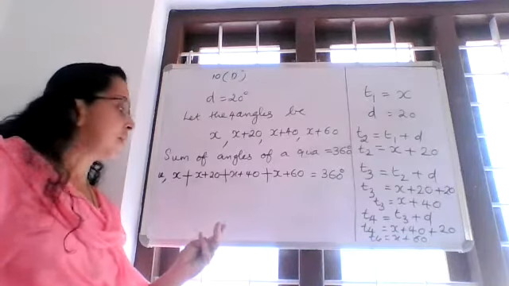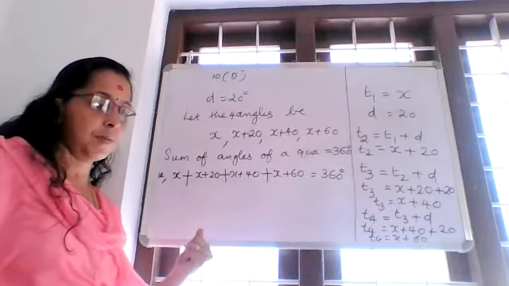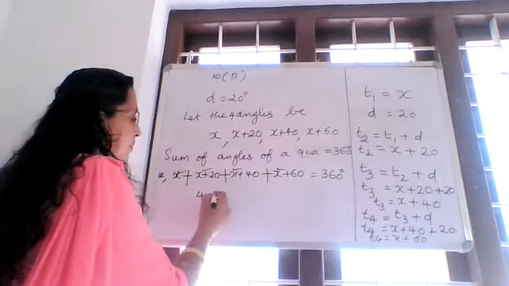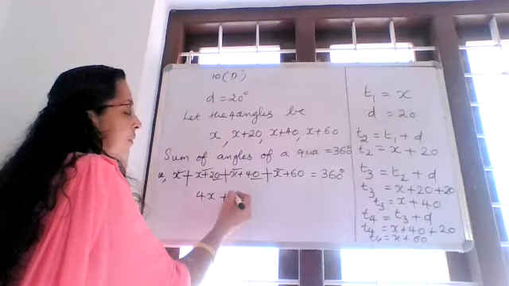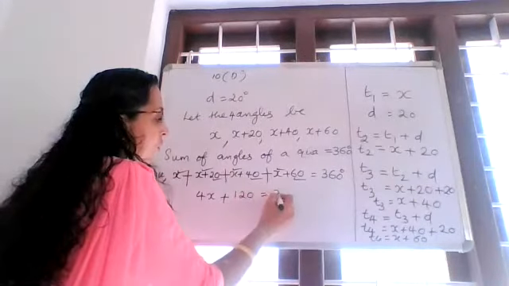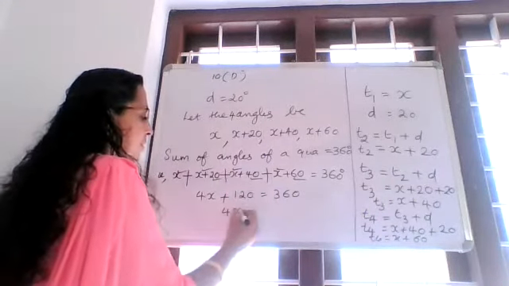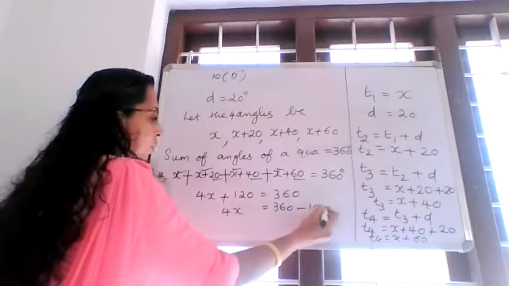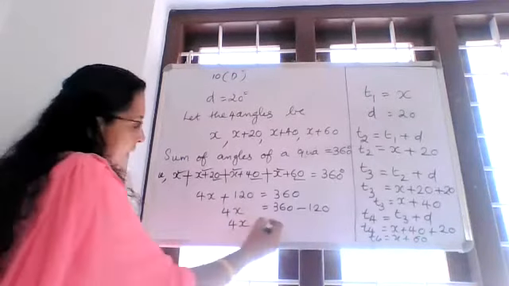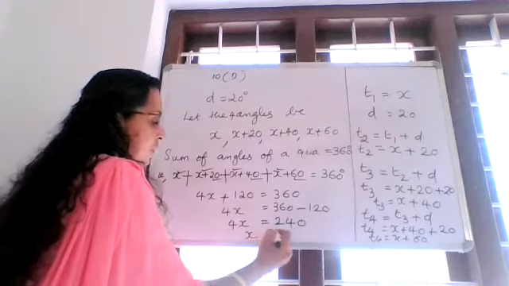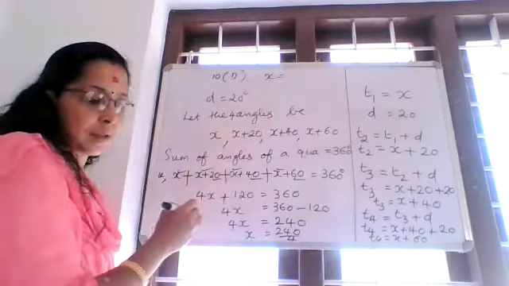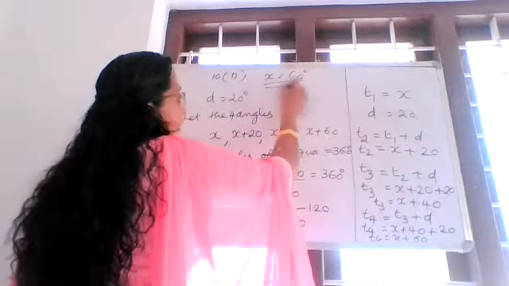Got it? Then tell me. 4x plus 120, that is 20 plus 40 plus 60, 60 plus 60 is 120, equal to 360 degrees. So 4x is equal to 360 minus 120 degrees. That is 4x is equal to 240. So x is equal to 240 divided by 4, that is x is equal to 60.